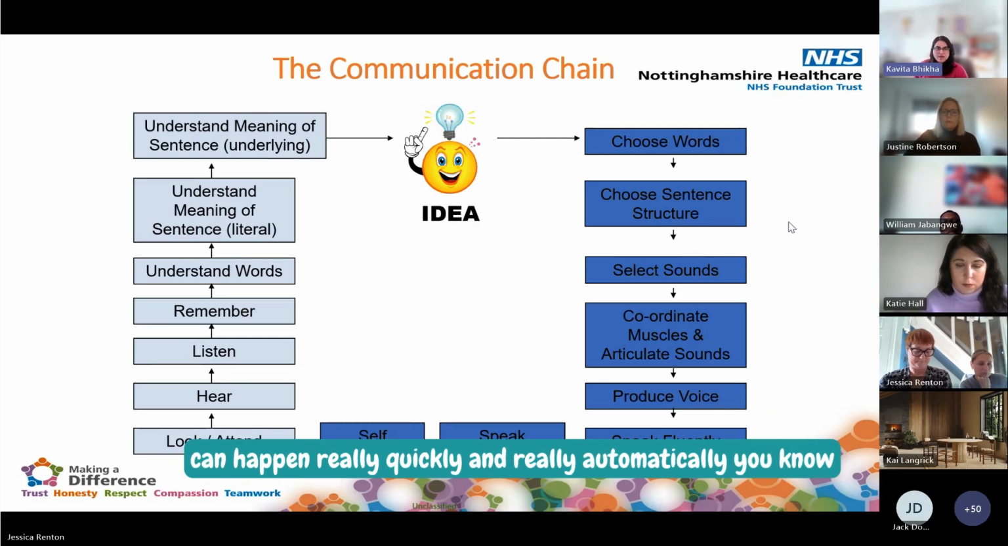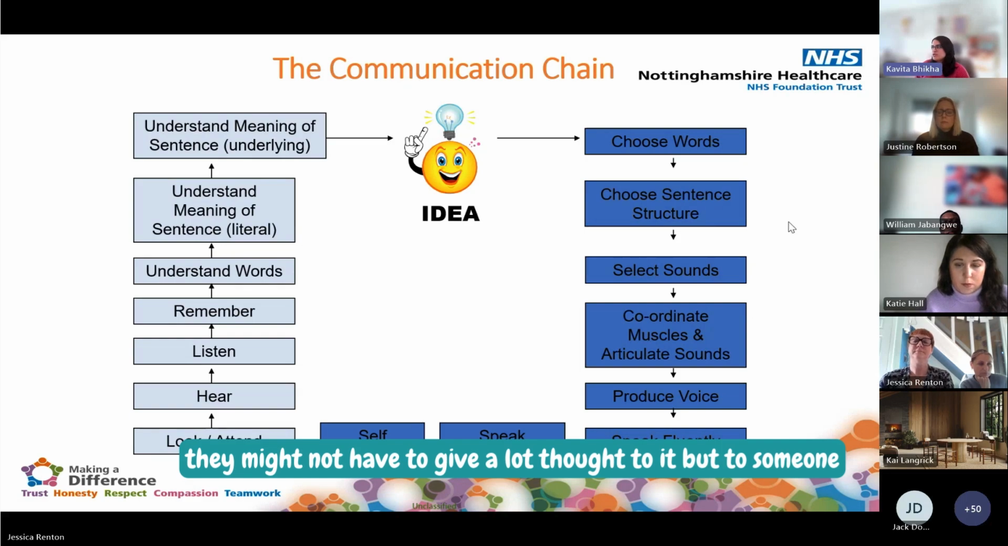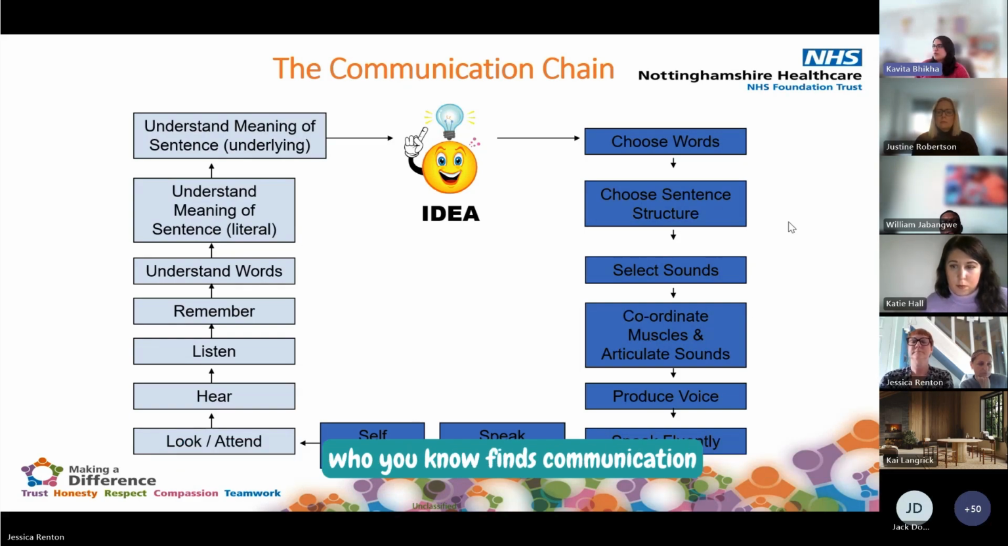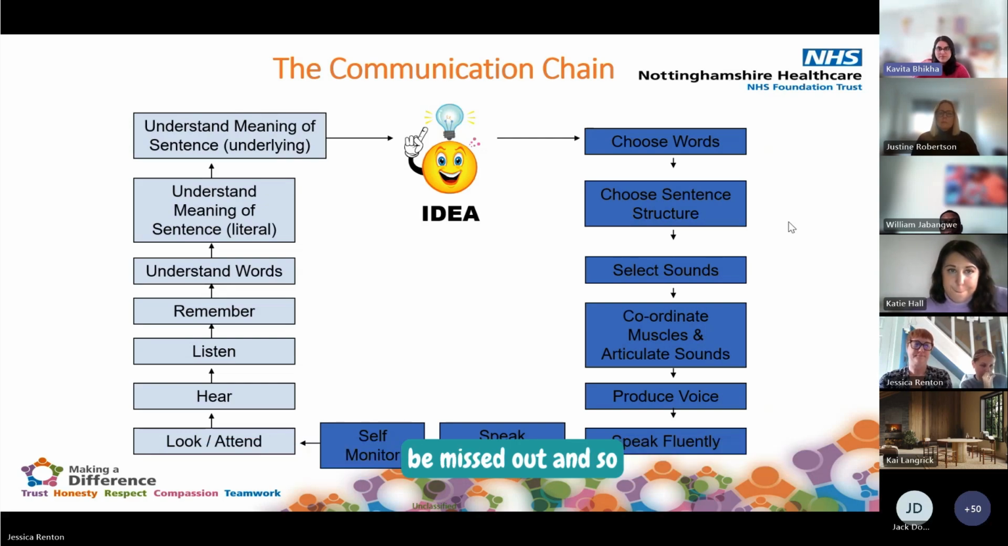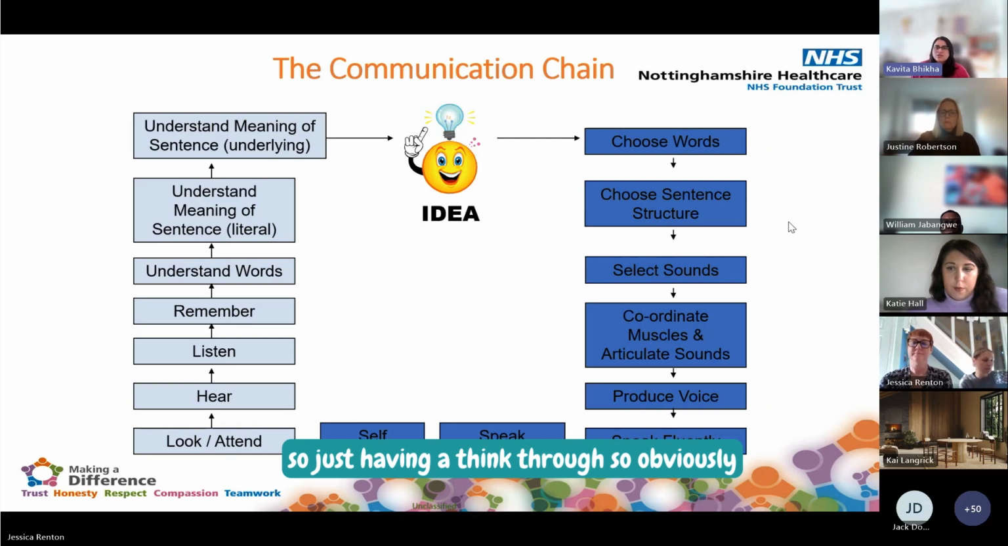For some people, this can happen really quickly and really automatically. They might not have to give a lot of thought to it. But to someone who finds communication difficult, obviously, these steps have to be really thought about, or they may be missed out. And so not everyone finds it as easy. So just having a think through.